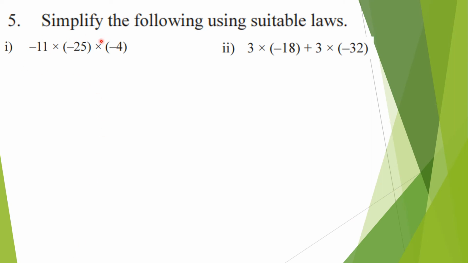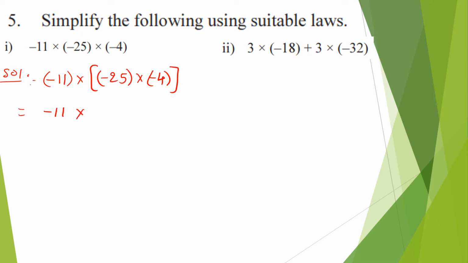Question number 5. Simplify the following using suitable laws. They have given -11 into -25 into -4. We can do that by using the associative property. First, we should multiply 25 and -4. Minus into minus should be plus, and 25 fours are 100.